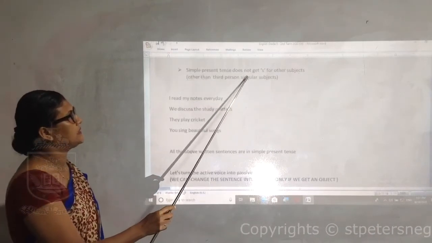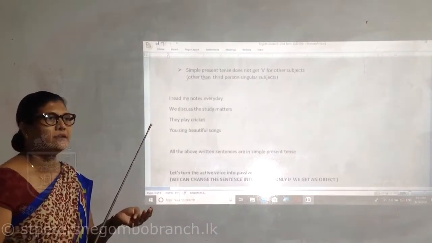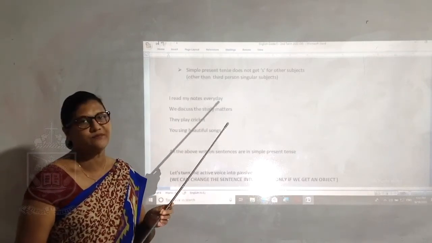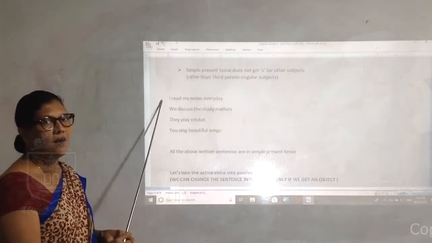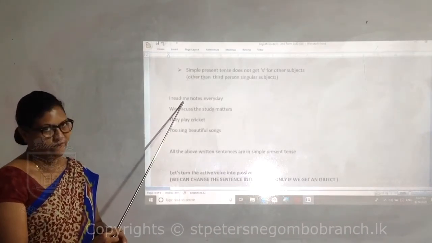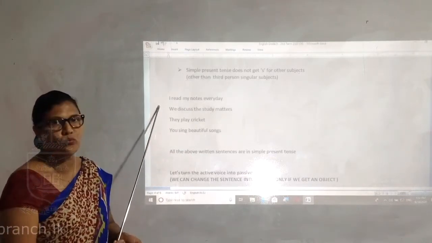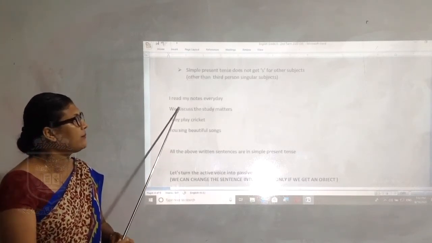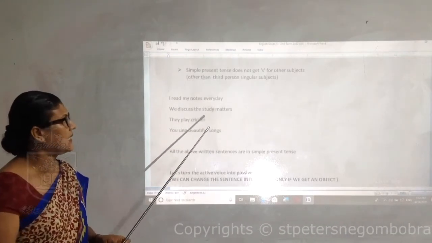Simple present tense does not get S for other subjects. That means first person, third person plural, and second person. These subjects do not want S for the verb. I read my notes every day. Here the word I is not third person, so you can see no S for the verb. We discuss the study matters. The word we is plural, it is not third person singular. So the verb has not got S.